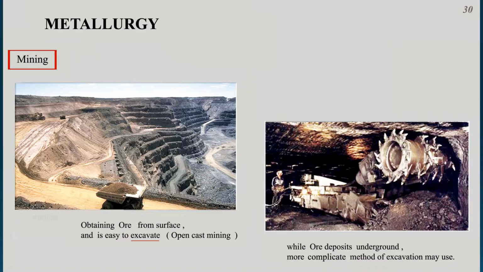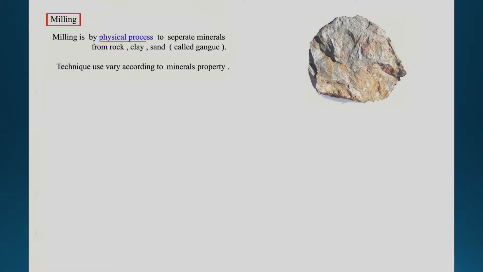And now the next step, milling. What is milling? Imagine when you have a piece of rock that could be about 99% sand and rock, and the remaining only 1% is the mineral that you want. So you try to have a method to separate that 99% of rock, clay, and sand, so that you don't waste too much energy on the extraction.